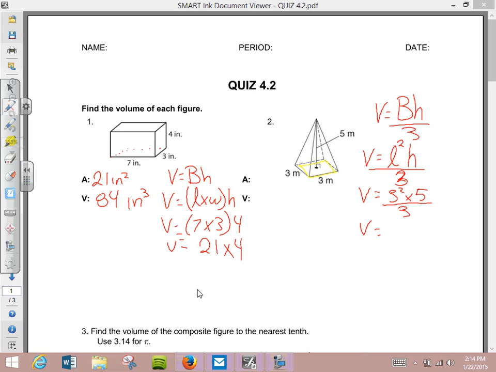So what is 3 squared? 9 times 5. Oops, 5 divided by 3. So let's stop because we need to find the area. What is the area again? It's 9, right? 9 meters squared. That's the capital B. And now we multiply by 5, which is 45. You divide it by 3, what do you get? 15. So the volume is 15 meters cubed.